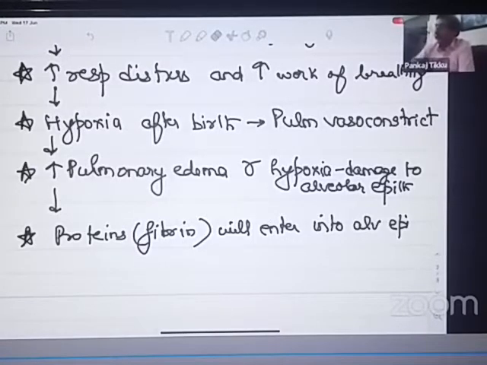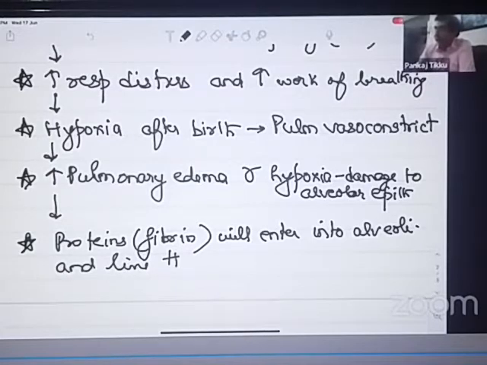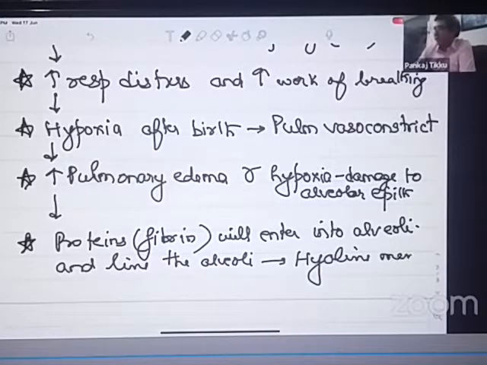Sorry, it will not enter into the alveolar epithelium, it will enter into the alveoli and line the alveoli, resulting in the formation of a hyaline membrane. This is actually the pathophysiology of hyaline membrane disease.